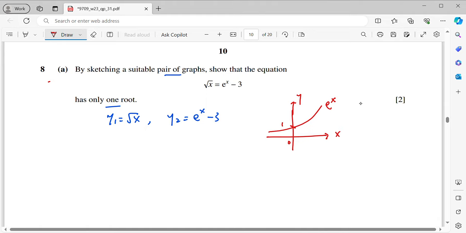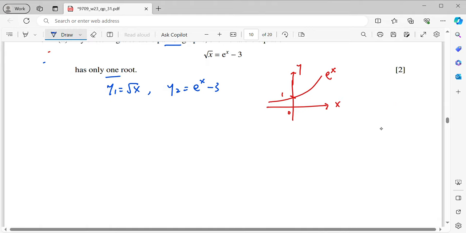Now, when I sketch this graph, I will draw the axis first. For e^x minus 3, you are moving down 3 units. So here is 1, 2, 3. That means it will cut here. This point will be here.